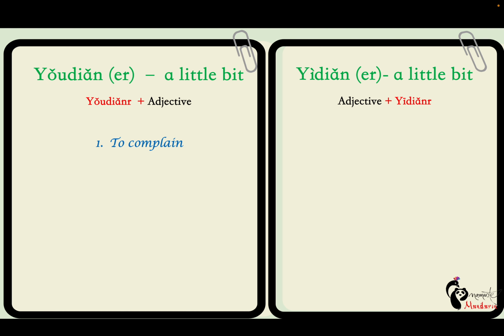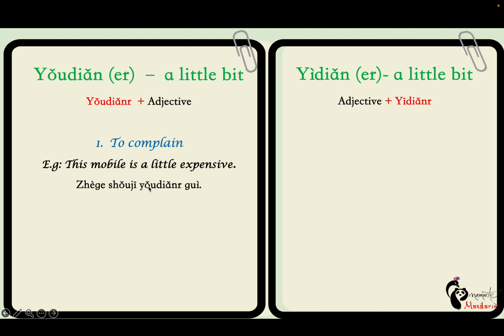Let's understand this with an example. This mobile is a little expensive. When I say this mobile is a little expensive, that means whatever my budget is, it's more than that. So that's why I'm kind of complaining. So how will you say? First, Yǒudiǎner will come before the adjective, and I'm sure all of you know the word for expensive. That is 贵, right? So the sentence would be 这个手机有点贵. Now you can see the positioning here, coming before the adjective. So that's the first scenario where we use Yǒudiǎner.